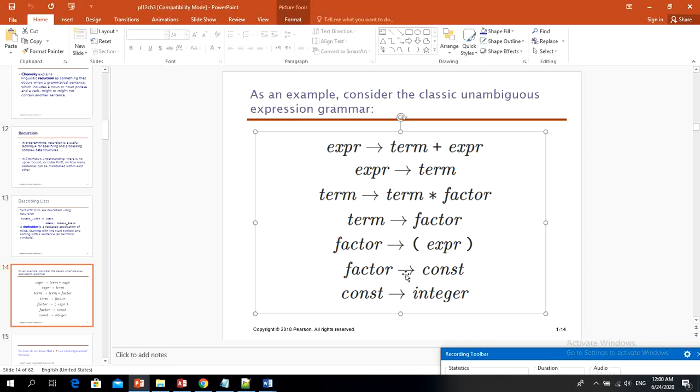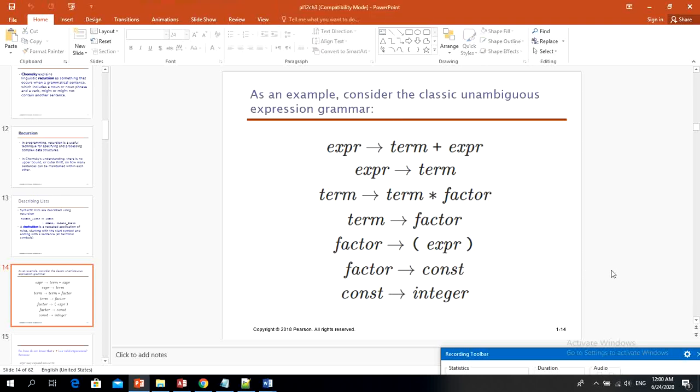And a factor also could be expanded into a constant. A constant like any constant, like 7, like 3. So it could be a number, just a constant. A constant could be a number, of course, or a letter. Here they said a constant could expand into an integer. Integer, that's it. It's like the last result of this grammar rule, which is an integer, like 7.